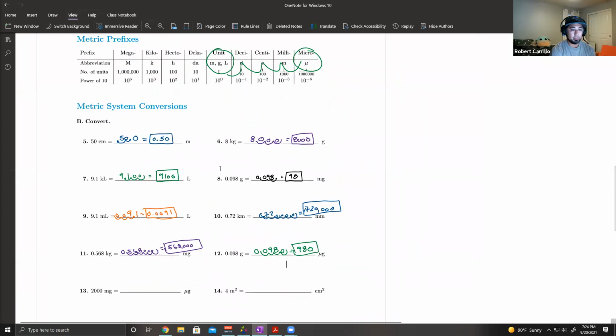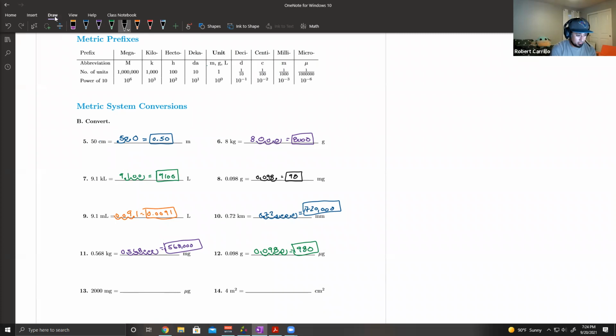All right. Zooming out there, and next, 2,000 milligrams to micrograms. You only move how many spaces over? 1. Just one, right? So you just move one over, and we have 20,000 micrograms.